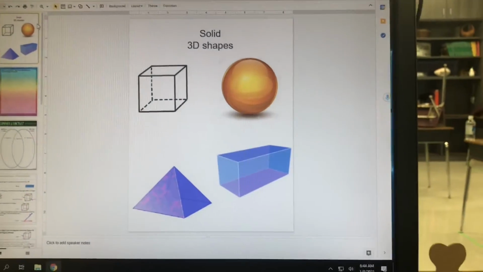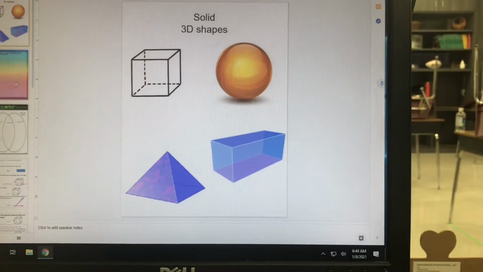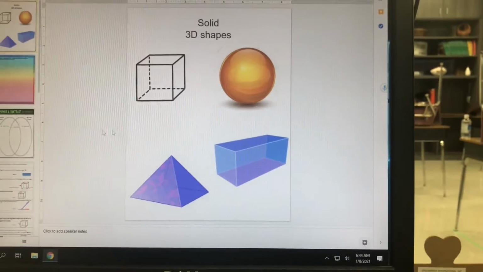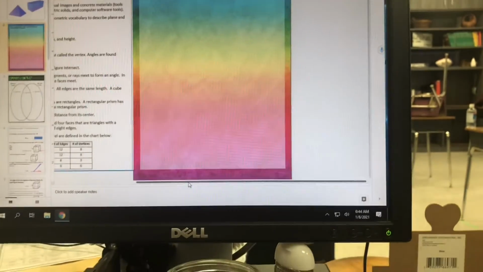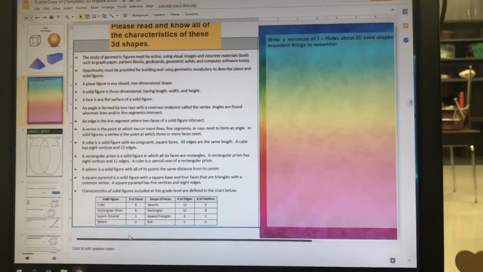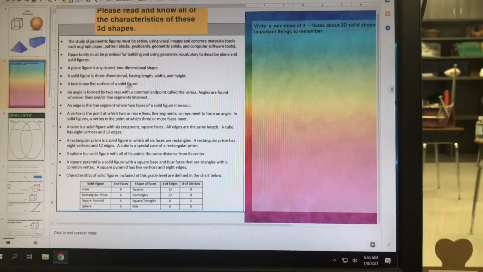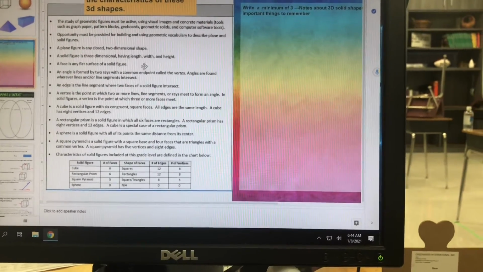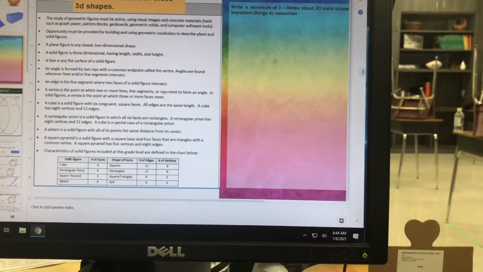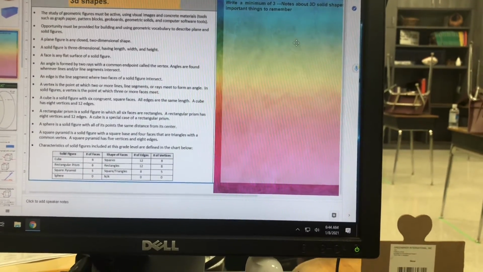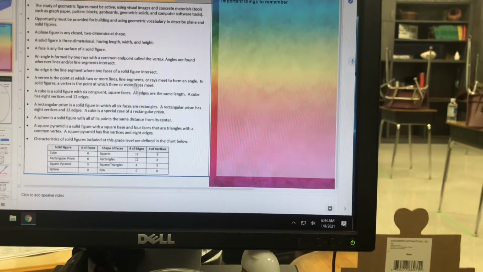All right, so we're on the 3D shapes, looking at this. That first slide is just for you to view. The second slide has a lot of information on the left-hand side. It wants you to read all of that about 3D shapes and know the information from here. And then you're gonna write 3 things that you learned from this area.